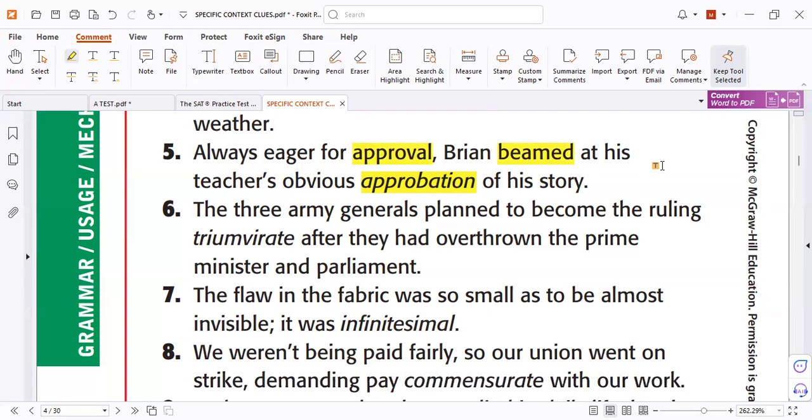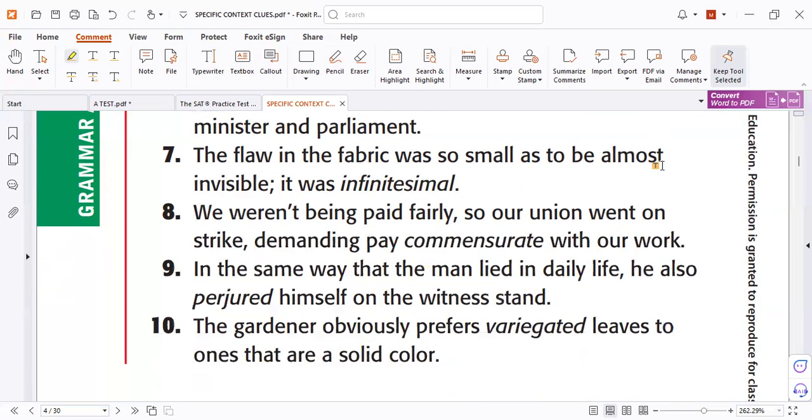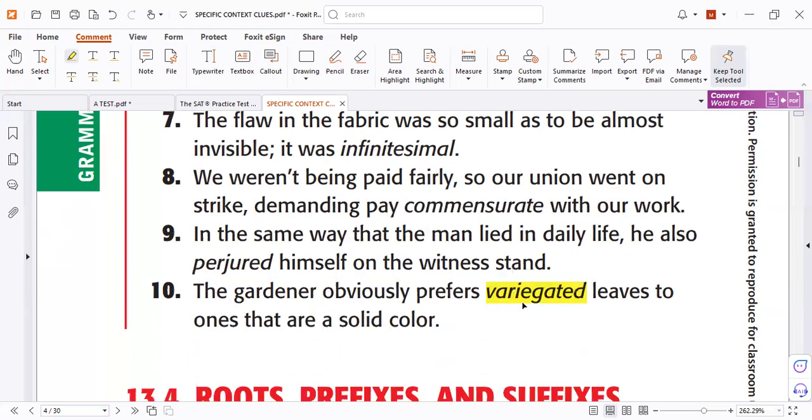That's it. That is called how to guess. Now look for this word: gardener. So, prefer something to something. So it's comparison, contrast. Here, variegated is an adjective for leaves. Here that's solid color. What is the opposite of solid? Different color. So vary. And already we have the word vary, like variety, or vary as a verb.